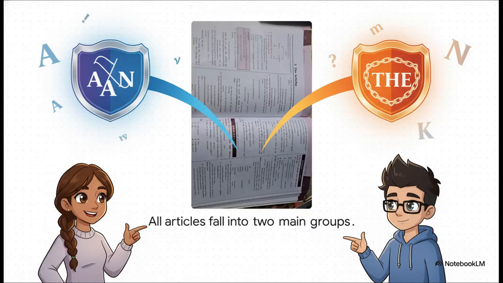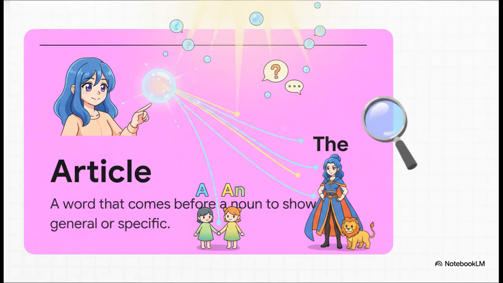All right, so let's get right into it using this grammar guide as our map. And the first thing you'll notice is that the rules are not nearly as scary as they look. It all boils down to just two main families. That's it, which makes things way, way simpler. Okay, but what even is an article? Well, it's just a tiny word that hangs out before a noun, and its whole job is to signal if we're talking about something general or something really specific. That's it. That's the whole gig. So let's meet these two families.